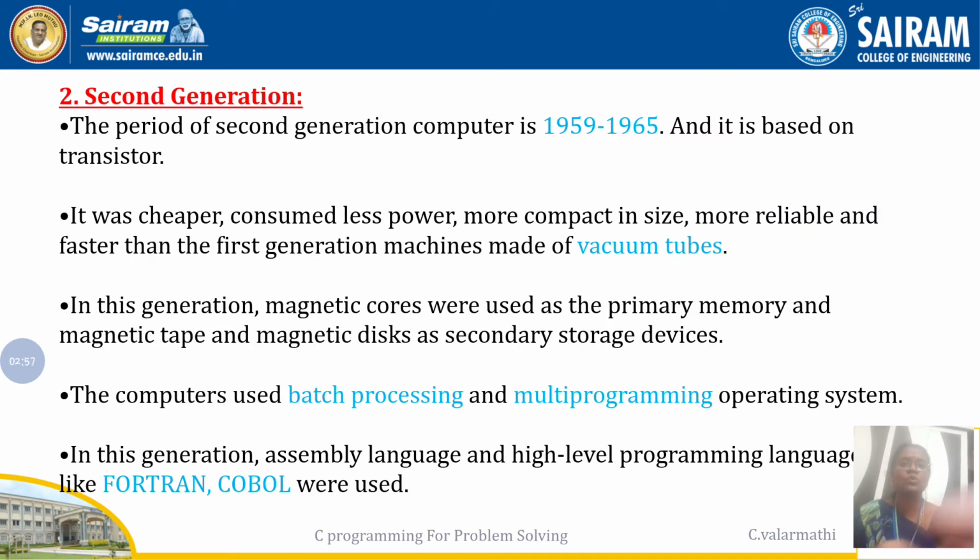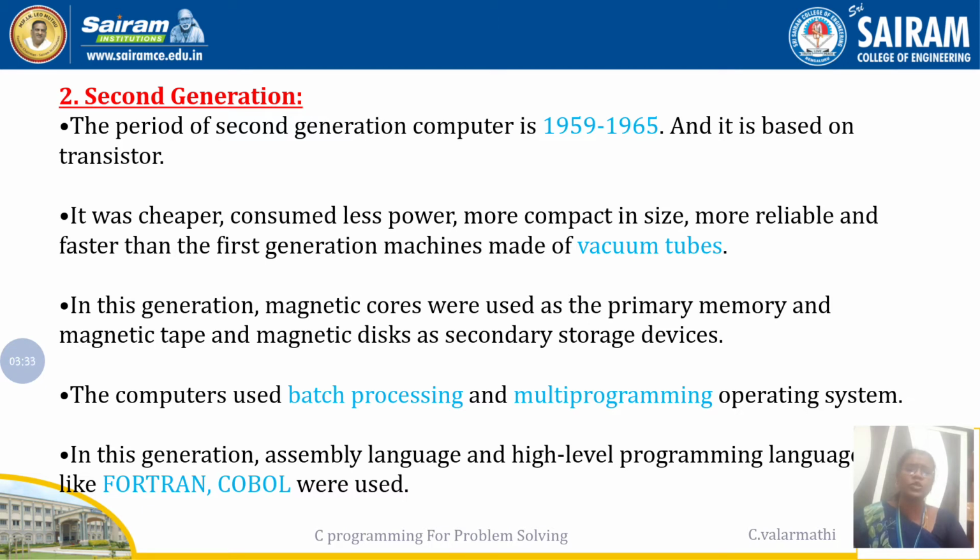Right. So what is the second generation? Later on, to improve on the disadvantages of the first generation, they moved on to a technology using ICs, that means integrated circuits. With the help of resistors, capacitors and some electronic devices, they developed computers. The period of the second generation is from 1959 to 1965, and the technology is based on transistors.